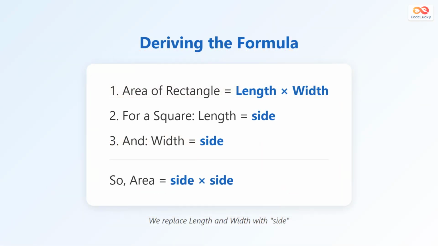Since a square is a rectangle, we can use the same logic. We know the area of a rectangle is length times width, but in a square, the length is the side, and the width is also the side. So, the area is simply the side multiplied by the side.